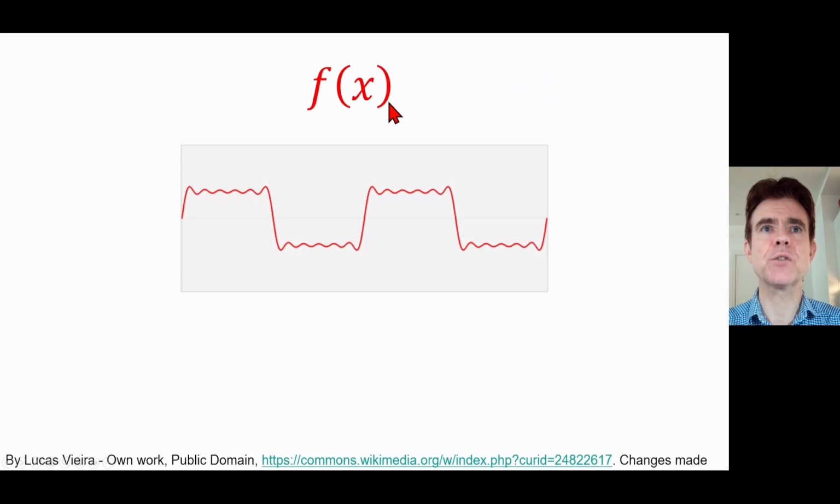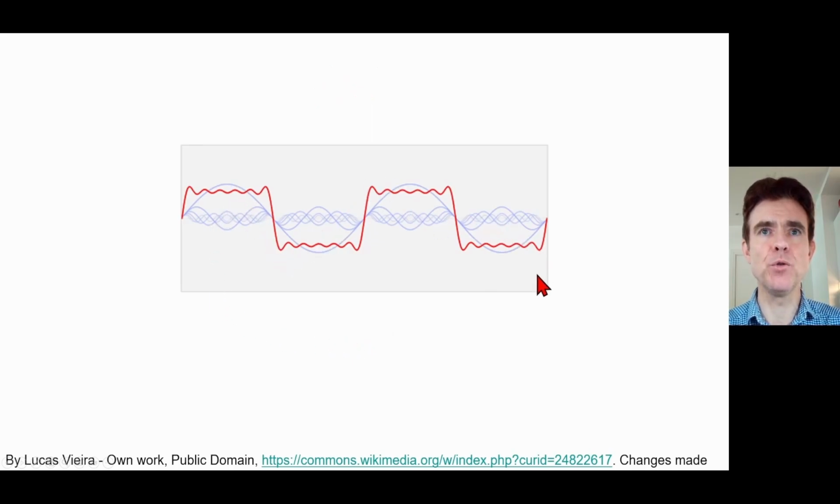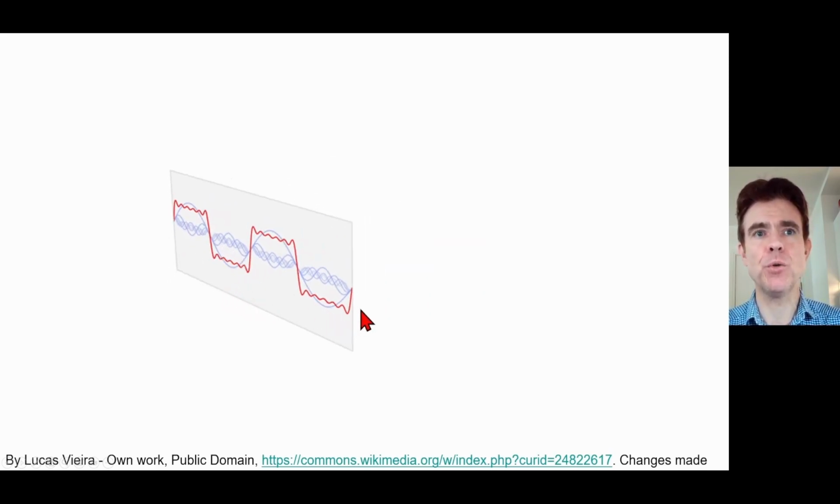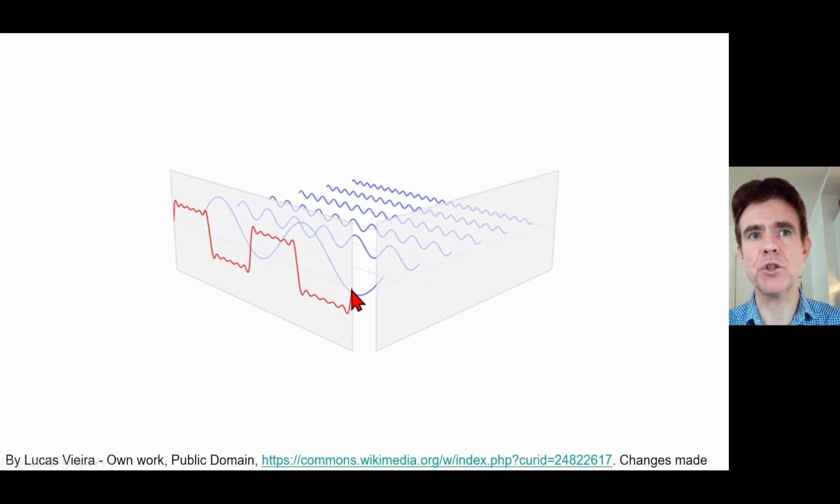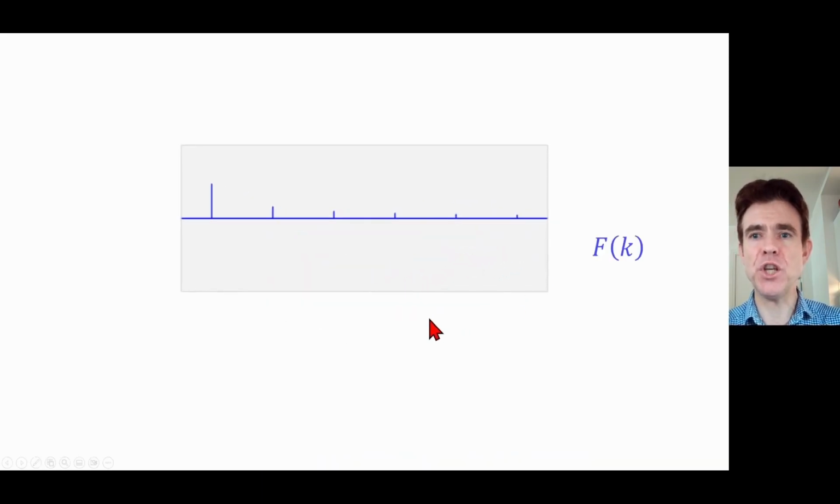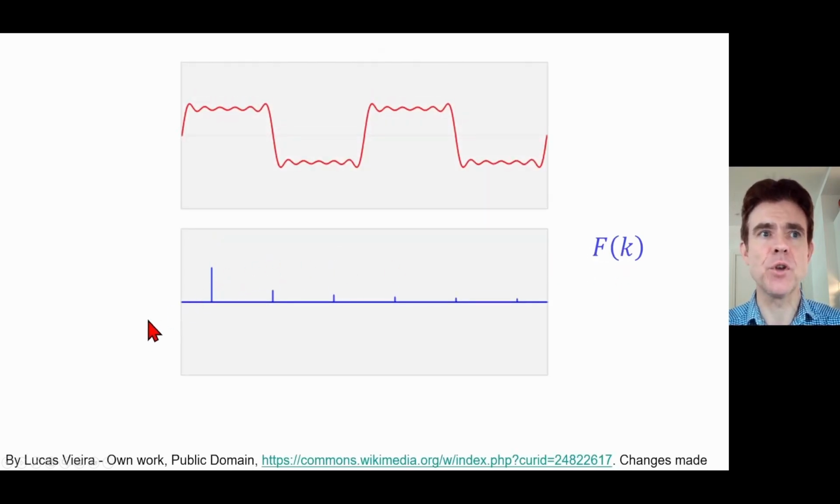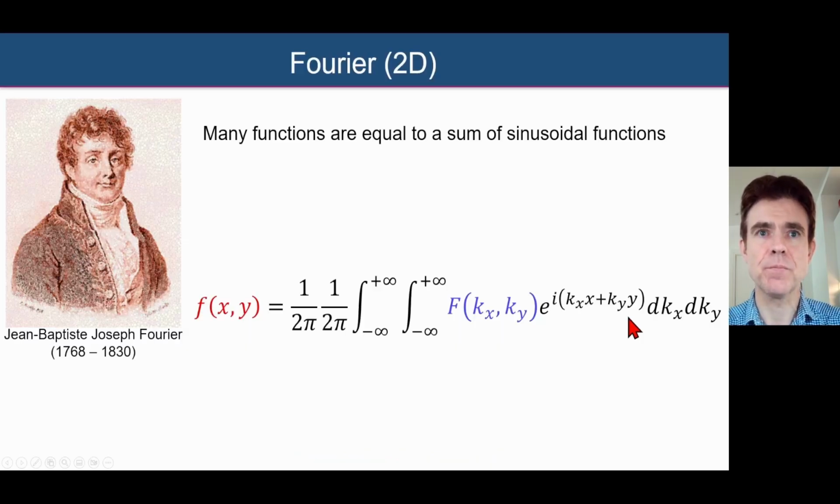We've got some f of x represented here as this red function. And what we're saying is that that can be decomposed into these blue sinusoidal functions of different frequencies and different amplitudes or coefficients. So here we're showing the k-axis in this direction, low spatial frequency to high spatial frequency. Then we've got a particular coefficient or amplitude for each one of those components, and the coefficient is f, and it depends on the spatial frequency k along that axis.